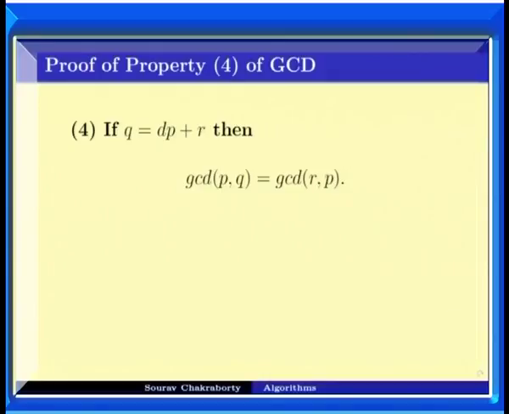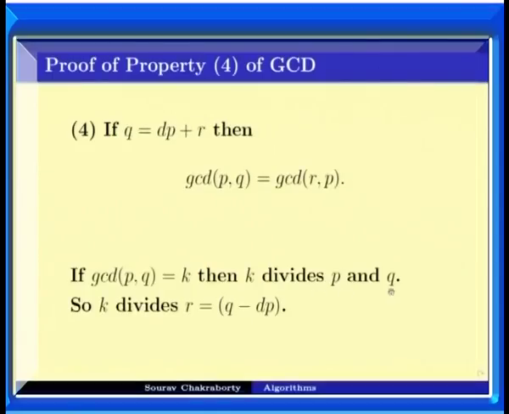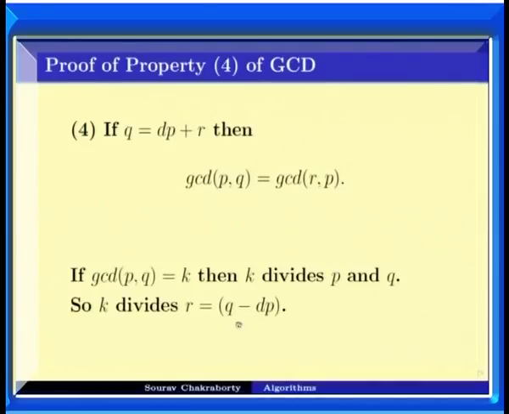So, here we have the proof for this property 4 of GCD, which says that if we write q as some integer d times p plus a value r, then the GCD of p and q is equal to the GCD of r and p. Let us first assume that the GCD of p and q is some value k. By definition, k divides both p and q. Then k must divide q minus dp, because k divides q, k divides p, and d is an integer. So, k divides dp, and k divides q. The difference of these two must also be divisible by k. Thus k divides q minus dp, which in our case is equal to r.